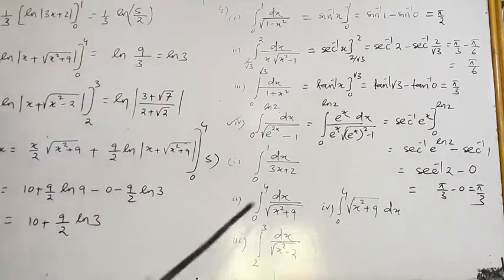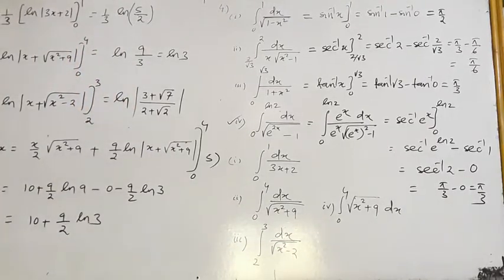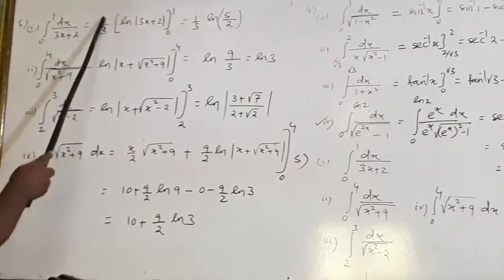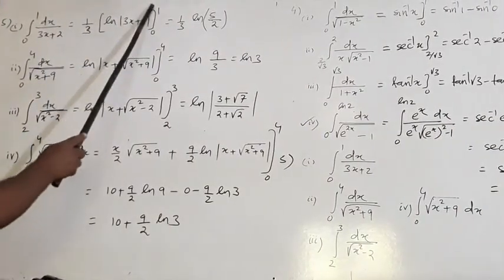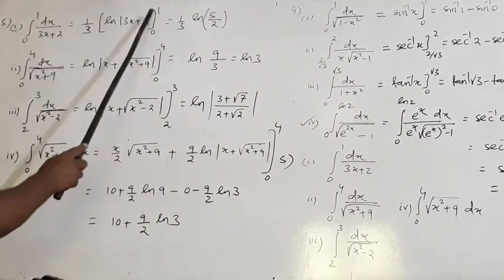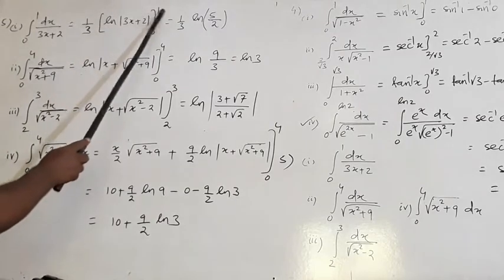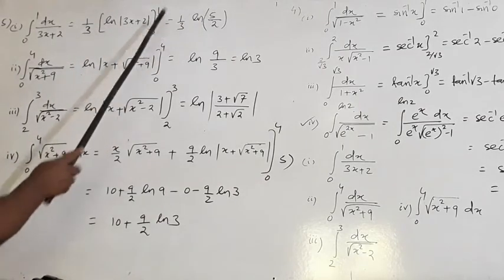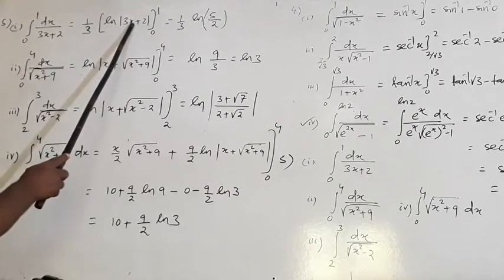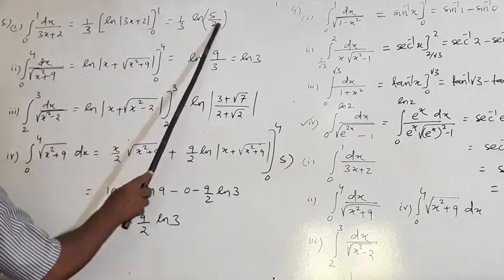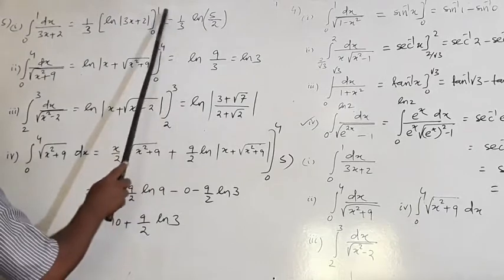And for the fifth problem I am doing here dx by 3x plus 2, which is 1 by 3 ln of 3x plus 2, from 0 to 1. Put 1 here. If ln will be there, put the upper limit in the numerator and the lower limit as the denominator. The result is ln 5 by 2.